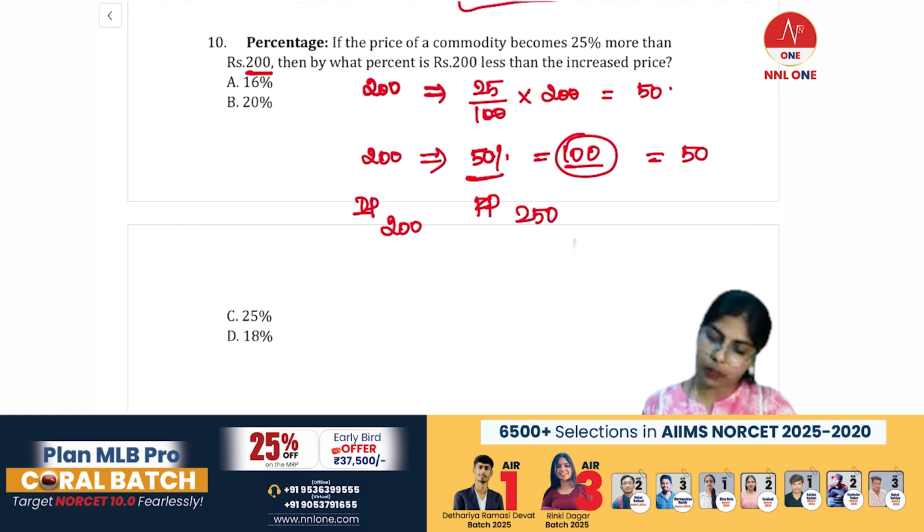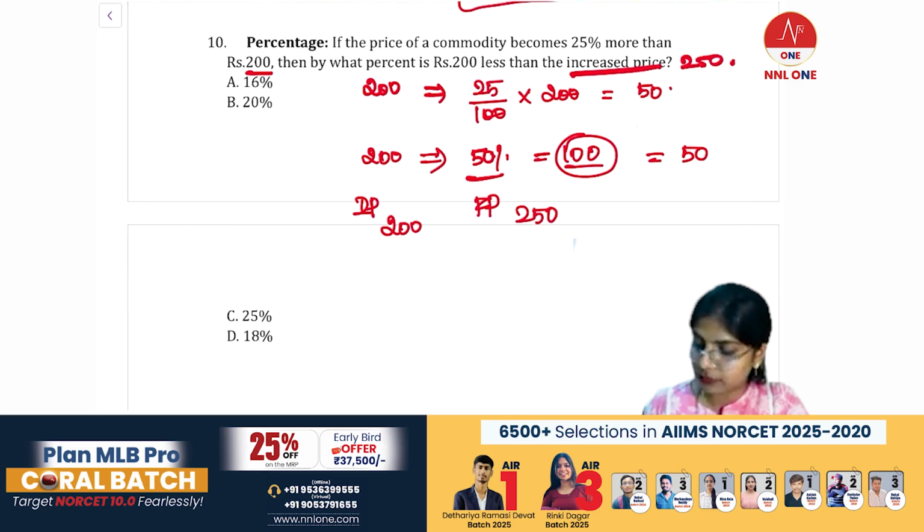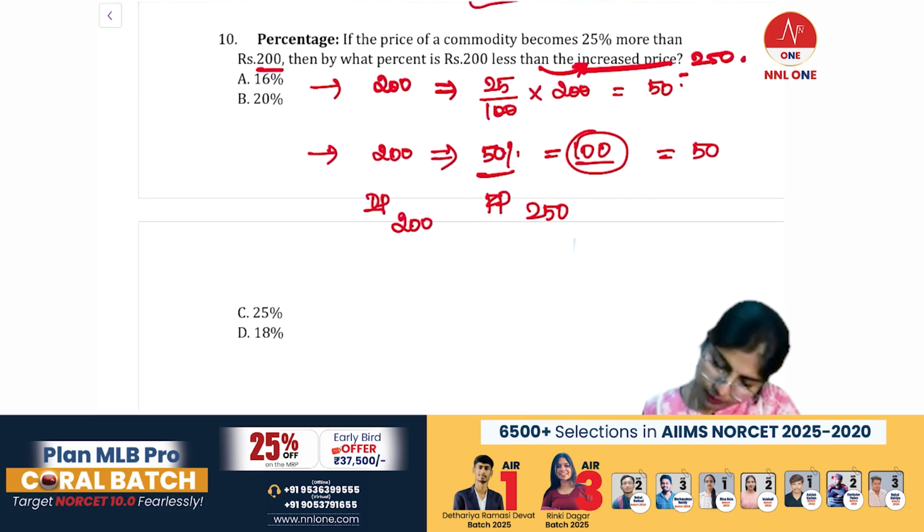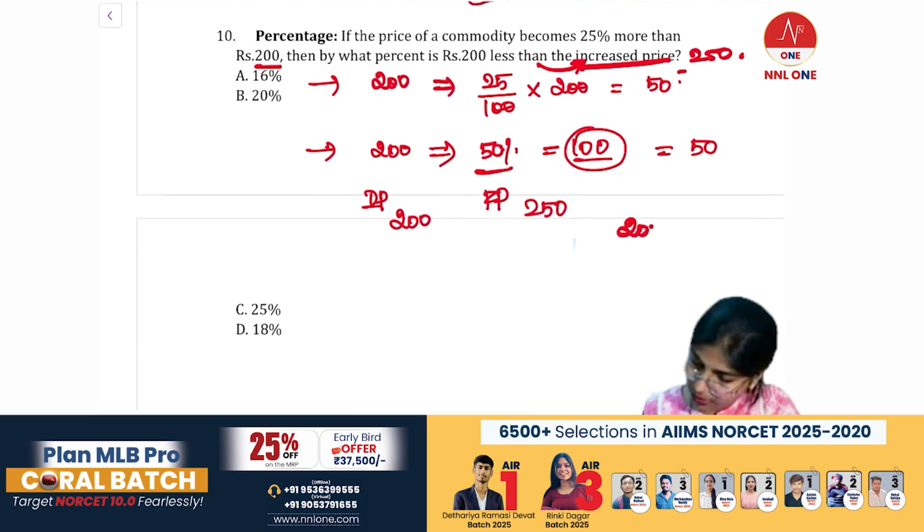Then by what percent is 200 less than the increased price? The increased price is 250, right? The initial price is 200 and the final price is 250. They are asking by what percent is 200 less than the increased price. So we need to know the difference between the initial price and the final price. Together, we are going to solve it. Okay, the initial price is 200 and the final price is 250.